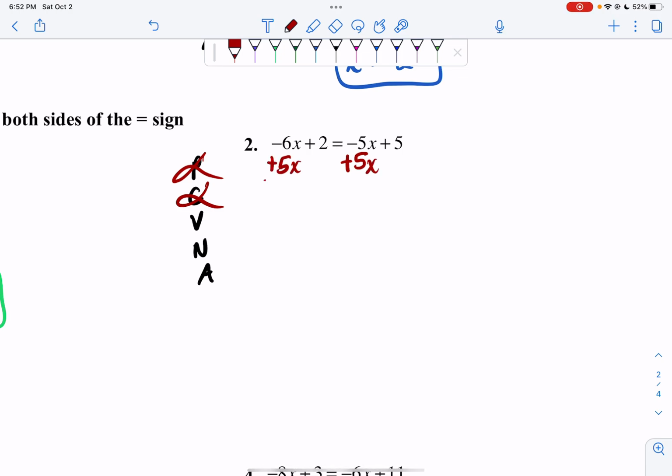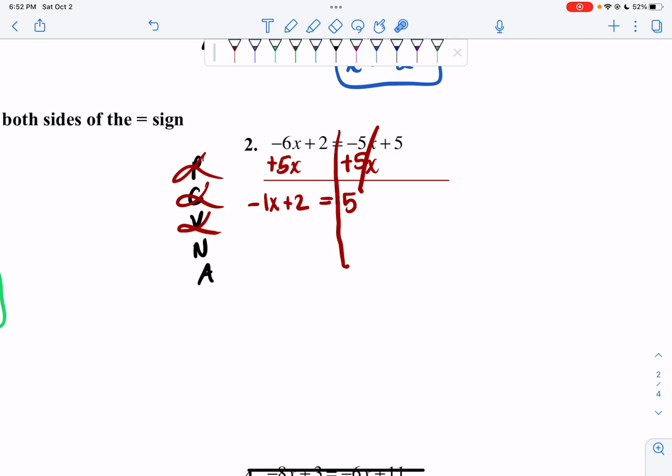And notice I'm putting it under my x because that's its like term on the other side. Negative 5 plus 5 cancels. Negative 6x plus 5x is negative 1x. I have negative 1x plus 2 equals 5. Now all my x's are on one side.